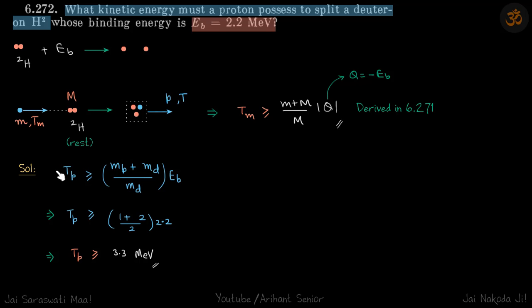So our answer, the minimum kinetic energy needed by the proton, is greater than or equal to (mp plus md) upon md into EB. So md is the mass of the deuteron, and mp is the mass of the proton. So Tp must be greater than or equal to (1 plus 2) by 2 into 2.2, which gives our answer 3.3 mega electron volt.